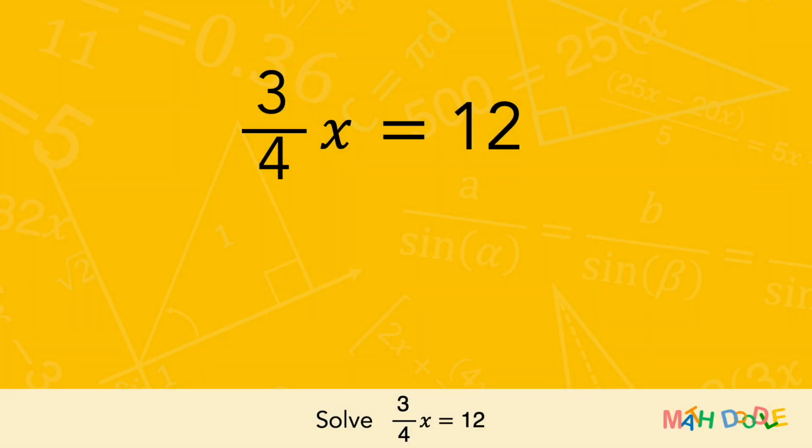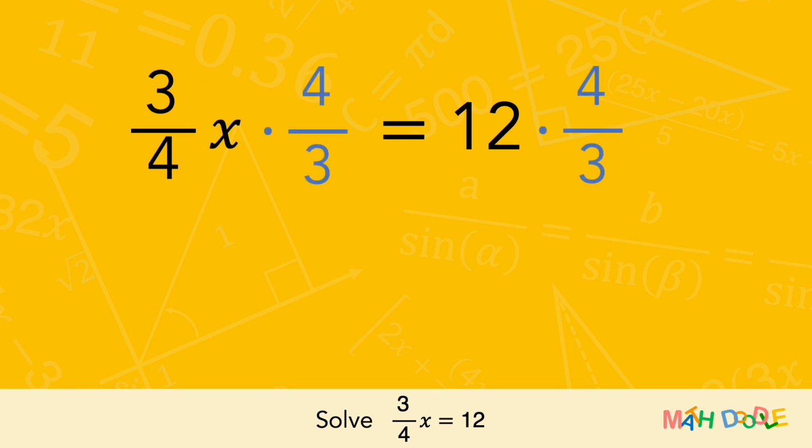Our goal in solving this equation is to find the value of x, which makes two sides of the equation equal. First, let's rewrite the equation so that the left side of the equation has only x. To do this, we must eliminate 3/4 in front of x. So, let's multiply both sides of the equation by 4/3.